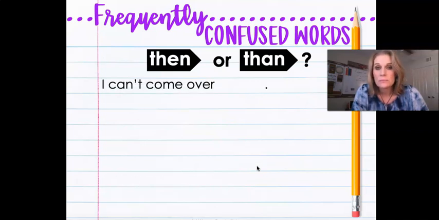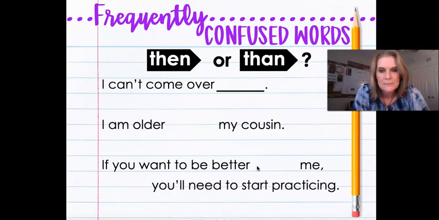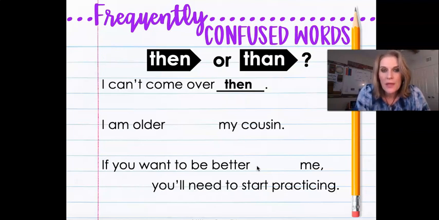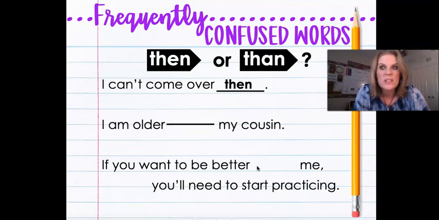I can come over then. Well, it's not talking about a comparison. It's not comparing two things. So we're not going to go with the THAN. It has to do with a time. I can't come over then at that time. So it's the THEN. Let's look at the next one. I am older than my cousin. Okay, now this one is comparing you with your cousin, right? So it's the THAN. It has nothing to do with any kind of time or result. It's just a comparison. So we're going with the THAN.